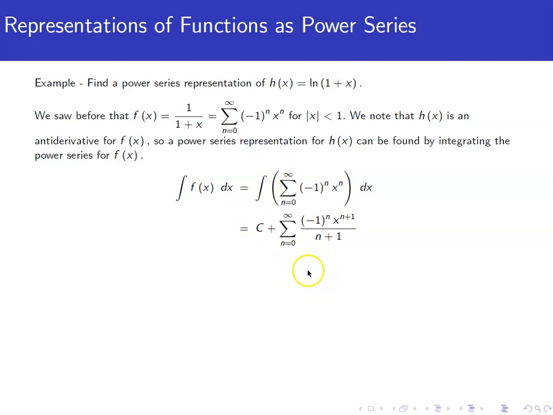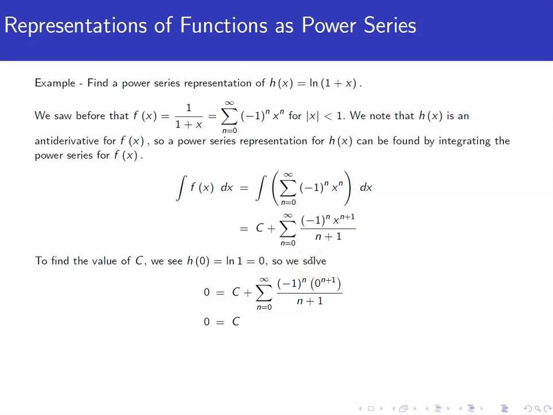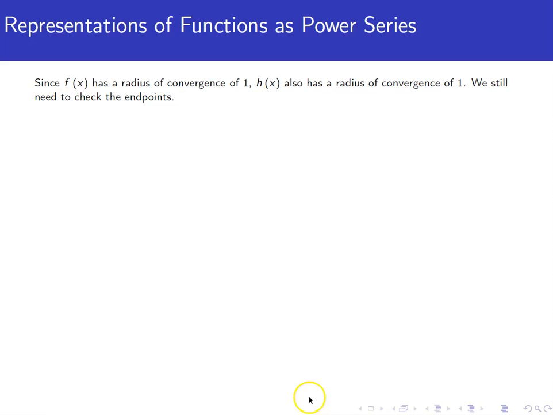Now in this case, the constant's not all that arbitrary because we can figure out what c has to be. When we put in 0 for x here, we get natural log of 1, which is 0. When we put in 0 for x here, all of these terms are going to go away. Your first term here is x to the first. So this is going to be 0 when we plug in 0 for x. So we'll get 0 has to be c. So our power series representation for h of x will be the sum n equals 0 to infinity, negative 1 to the n, x to the n plus 1 over n plus 1.